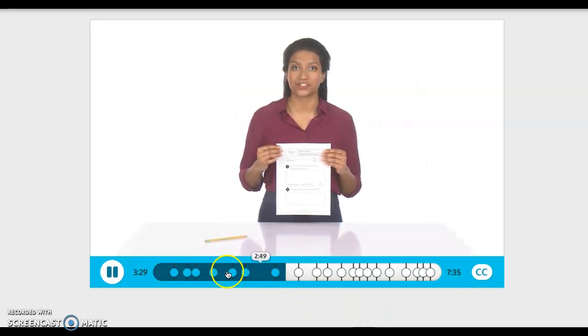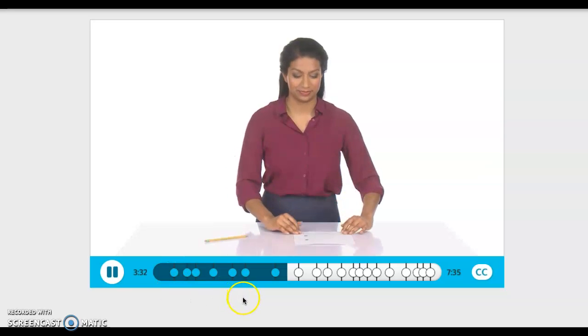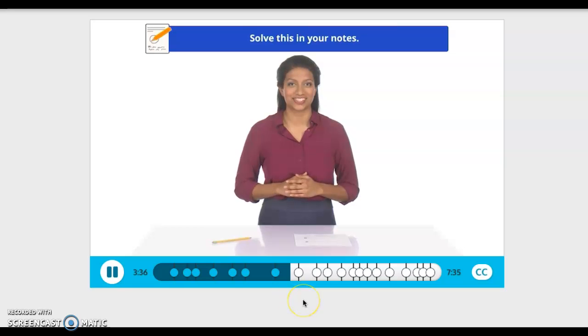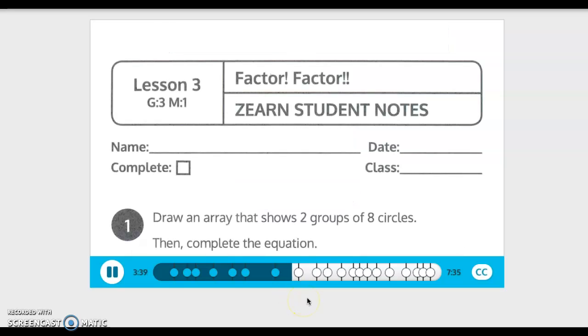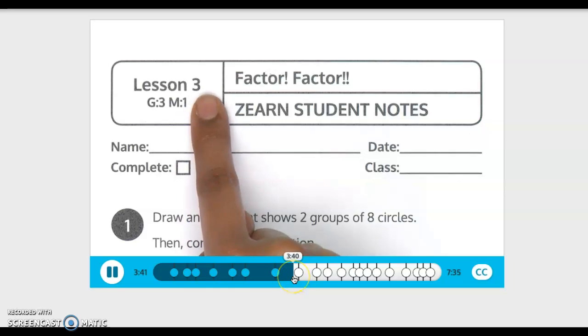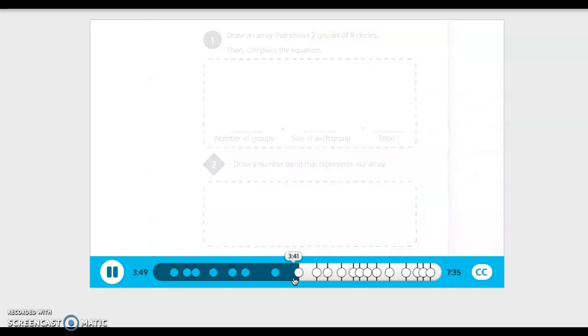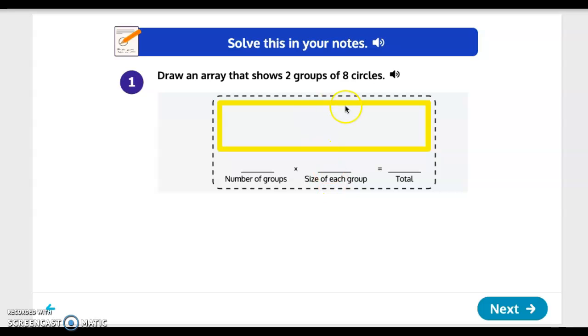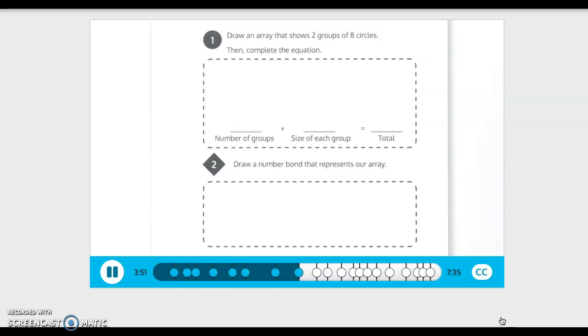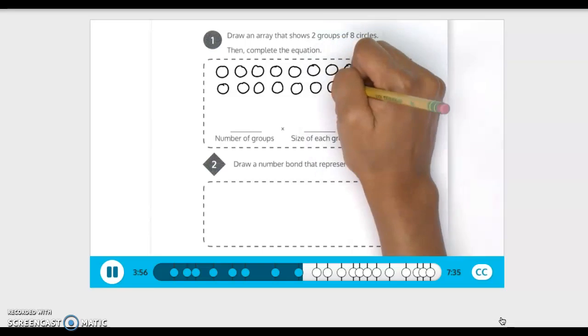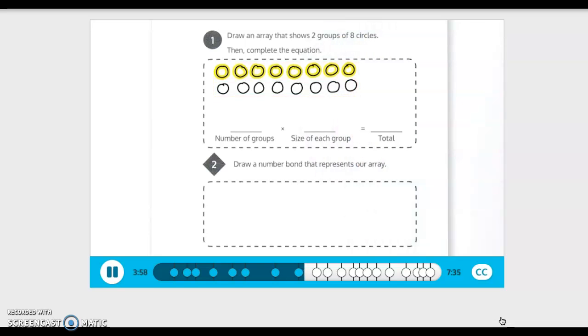Let's keep exploring factors in our Zern student notes. When you see this blue bar on screen, it's time to solve in your notes. We're working on Mission 1, Lesson 3. Draw an array that shows 2 groups of 8 circles here. I'll draw 2 groups of 8 circles like this. 2 rows with 8 circles in each row.